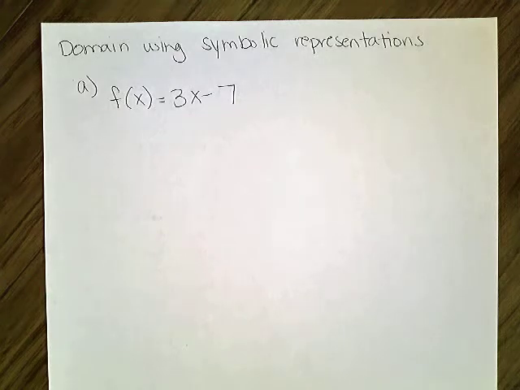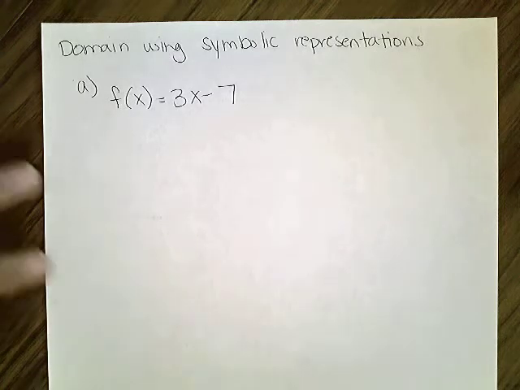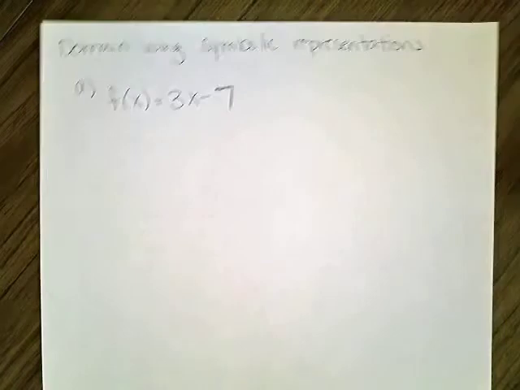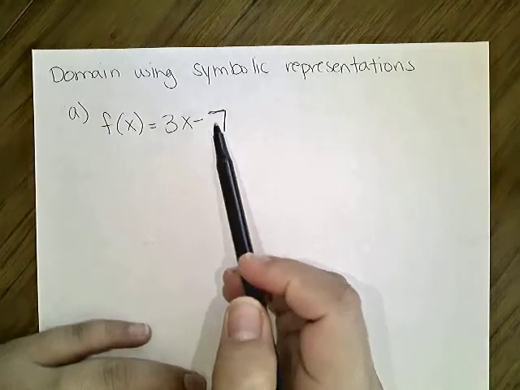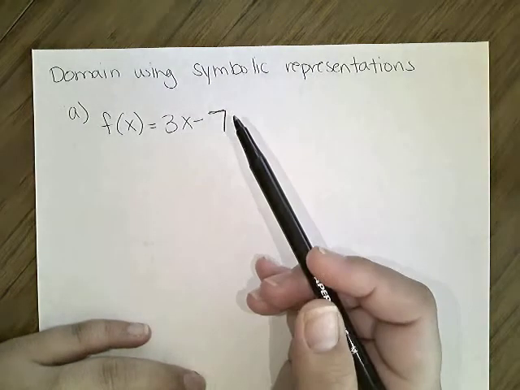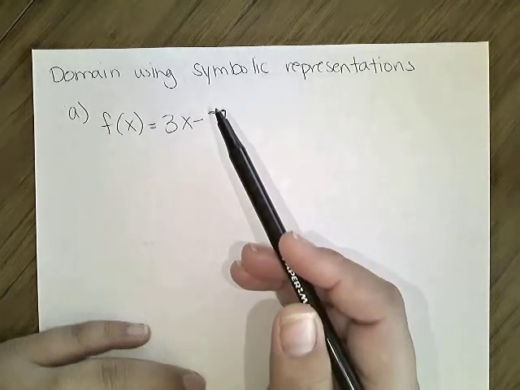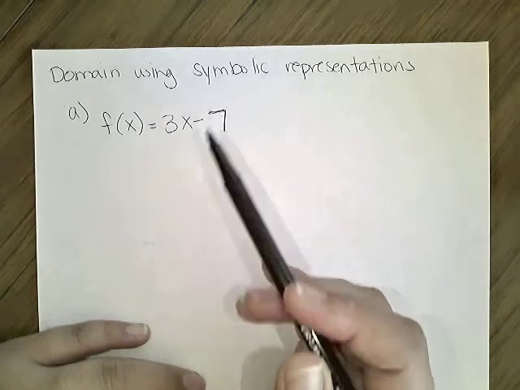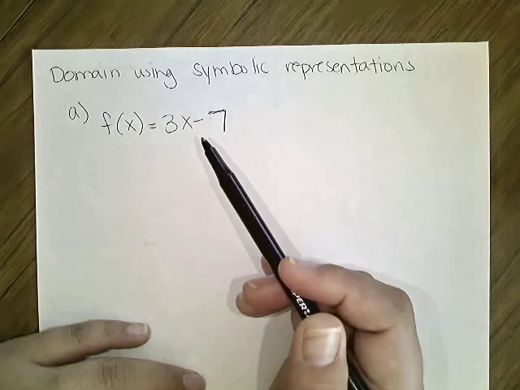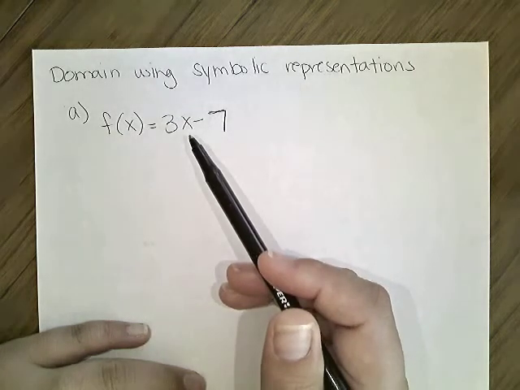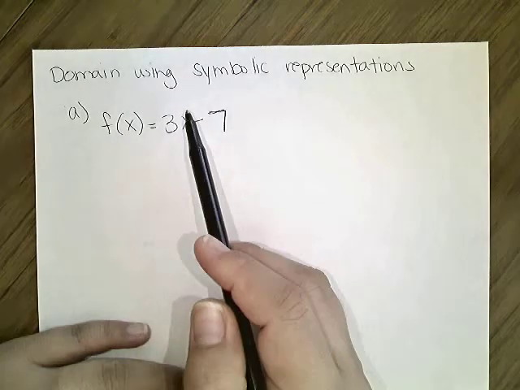Another way to find domain is using a symbolic representation. So basically using a formula or an equation. Okay, here for part A, we have f of x equals 3x minus 7. Now one thing that we could always do is graph any function and find our domain and range graphically. But sometimes that's a little cumbersome. Sometimes, people don't like graphing so much. So it's really good to understand the domain in relationship to the equation.